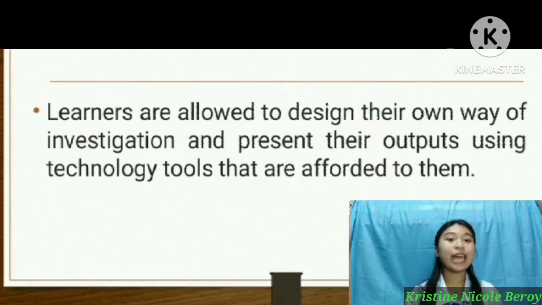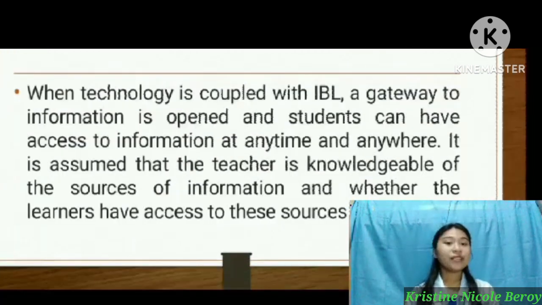Learners are allowed to design their own way of investigation and present their outputs using technology tools that are afforded to them. By using technology, we can find many sources that can help us to find the answers that we need in our investigation. When technology is coupled with inquiry-based learning, a gateway to information is opened and students can have access to information at any time and anywhere.